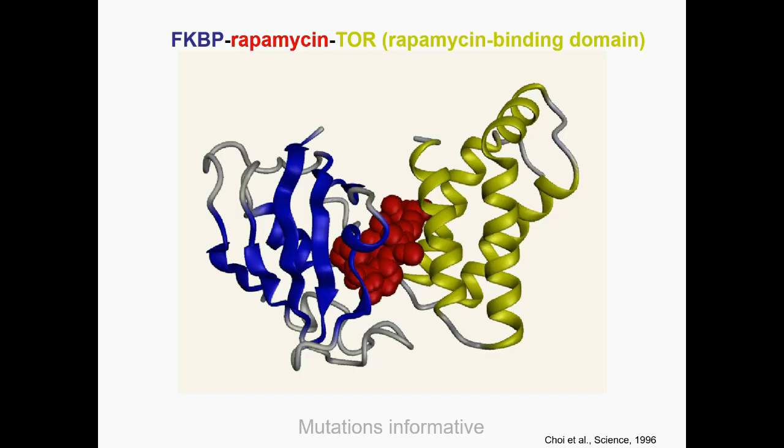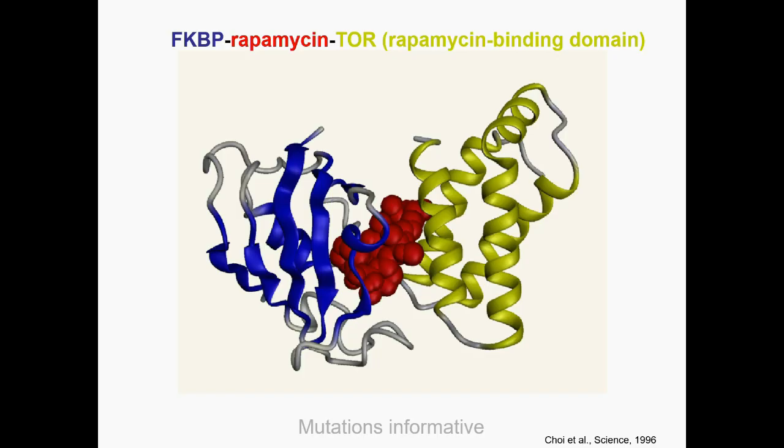Once inside the cell, it binds this small 12 kilodalton protein called FKBP, and this FKBP-rapamycin complex then binds directly to the TOR protein. The TOR protein is extremely large. It's about 30 times bigger than this FKBP protein. So this is just a small part of the TOR protein, the so-called rapamycin binding domain. Most of the FKBP is not essential for cell viability, but is absolutely essential for drug action.